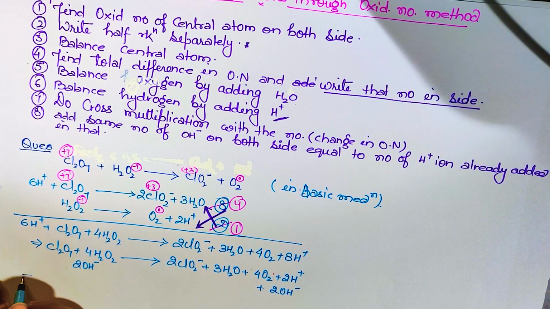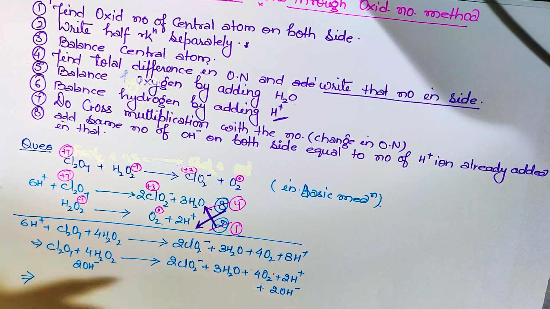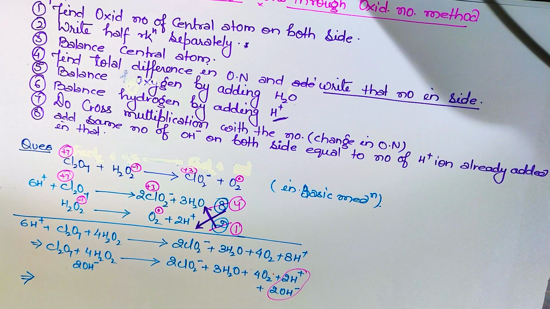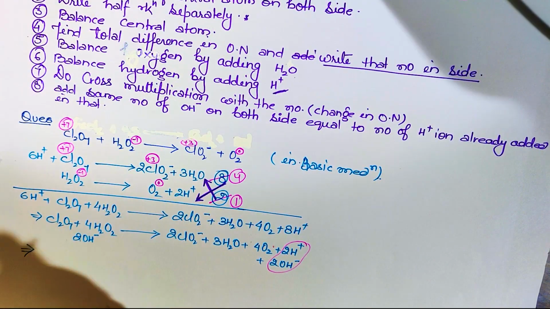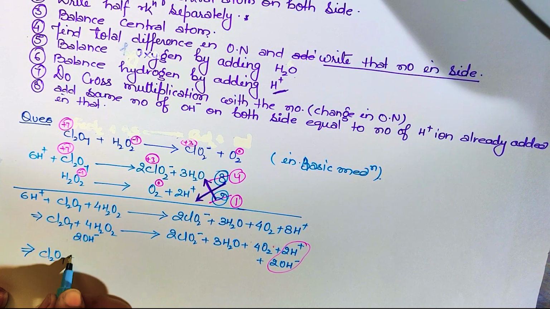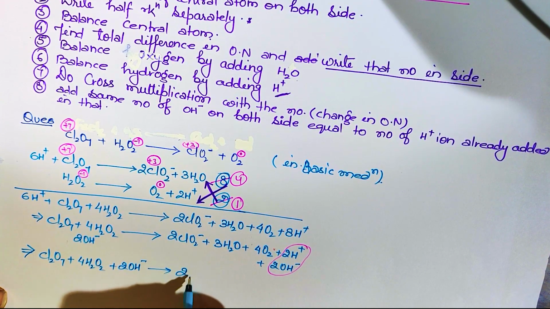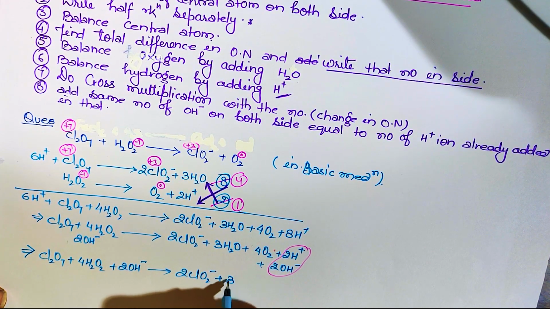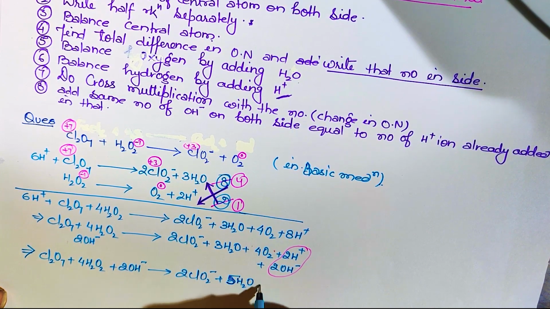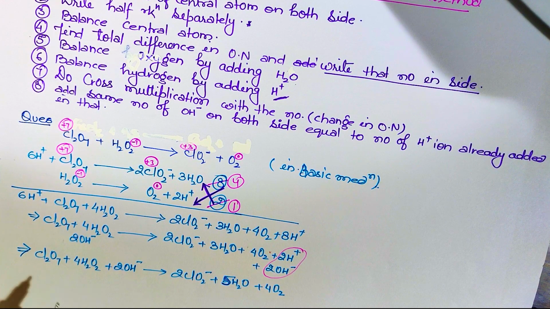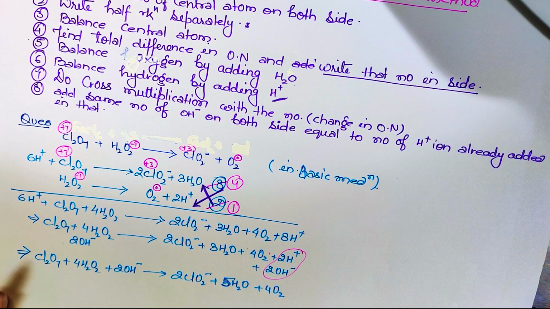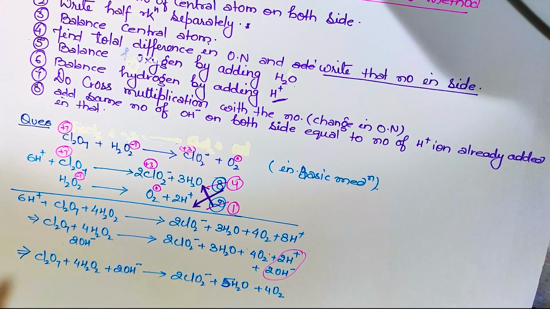Yes, so what next? The final equation will be, these two will give you 2H2O, and already there is 3H2O, so we'll combine to give 5H2O. So the answer will be Cl2O7 plus 4H2O2 plus 2OH minus will give you 2ClO2 minus plus 5H2O plus 4O2. Now check the atoms. 2 chlorine, 7 oxygen over here, 8 oxygen makes 15, and 2 makes 17. Here 4, 5, 9, and 8 makes 17. Hydrogen 2 and 8 makes 10. This is 10.